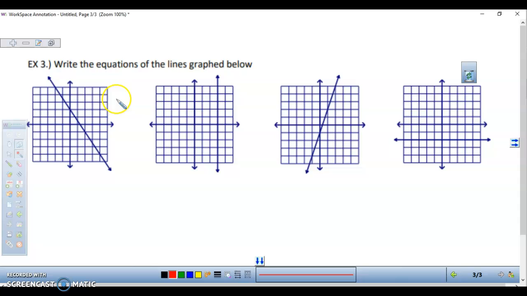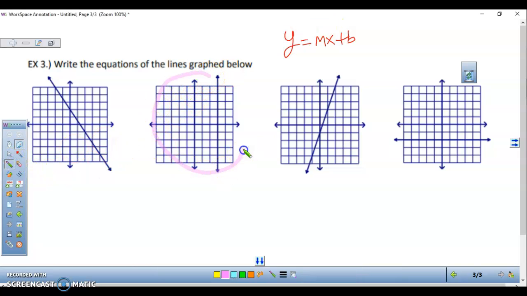All right, and the last thing we're doing in this little notes section is writing the equations of these lines. The way we're going to do this is that every time we're going to go y equals mx plus b, except I'm going to do the easy ones first. And what I mean by the easy ones is, check this out. This is just a vertical line. This one's just a horizontal line. I'm going to do the vertical line first.